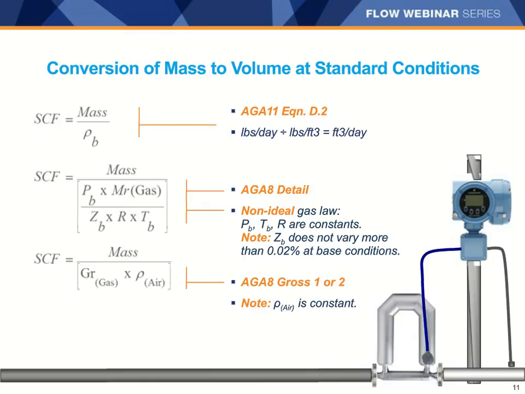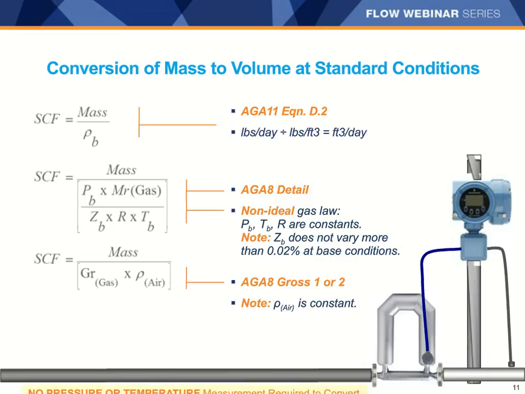Many of the terms in the second and third equations are fixed constants that will never change. These include the pressure and temperature at reference conditions, P sub B and T sub B, as well as the gas constant R and the density of air at reference conditions. Note that the molar weight, the compressibility at base conditions, and the specific gravity of the gas are all values that are determined entirely by the composition of the gas. They do not change as the actual pressure and temperature change. In fact, even as changes in composition do occur, the compressibility at base conditions, Z sub B, will only change very slightly, about 0.02% as a result.